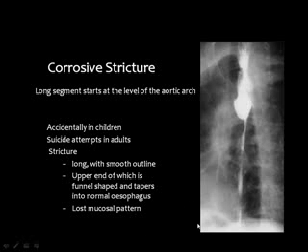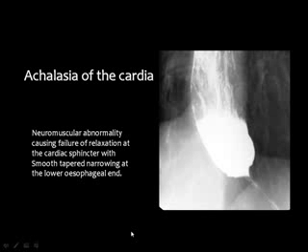The corrosive stricture is usually located high up near the level of the aortic arch, and it is a long stricture, and it has the characteristic rat tail configuration with smooth edges denoting the benign lesion, and the history of corrosive intake is usually present in such cases.